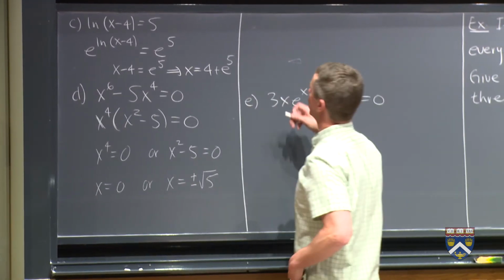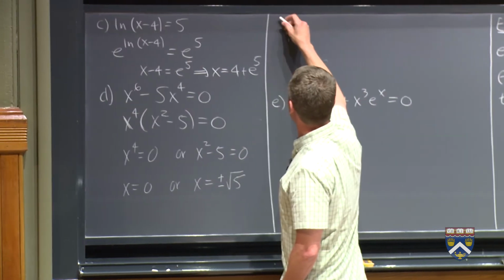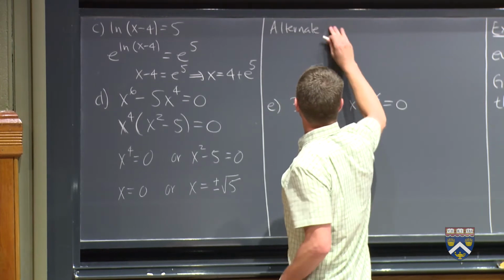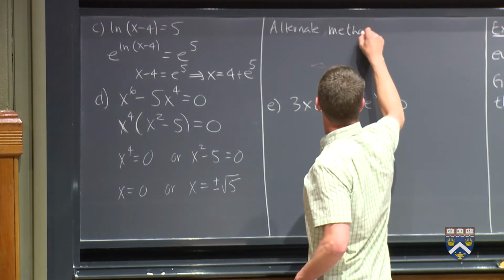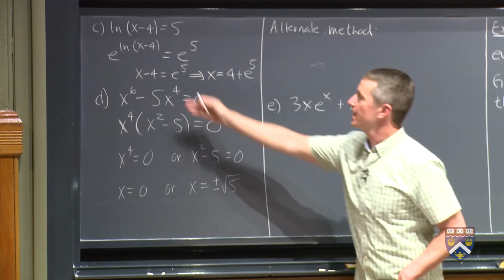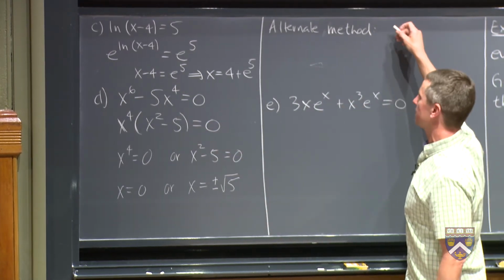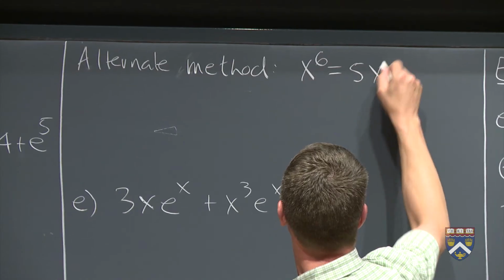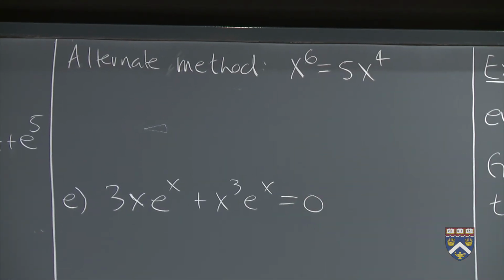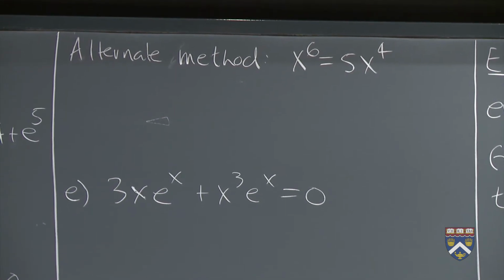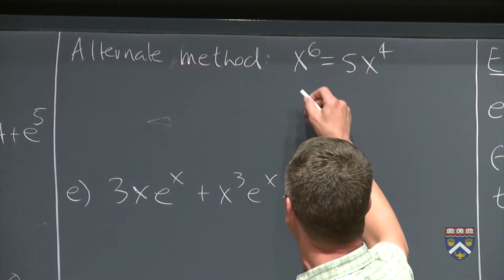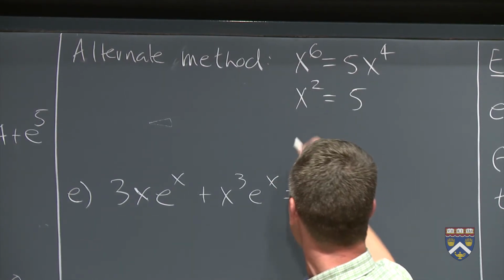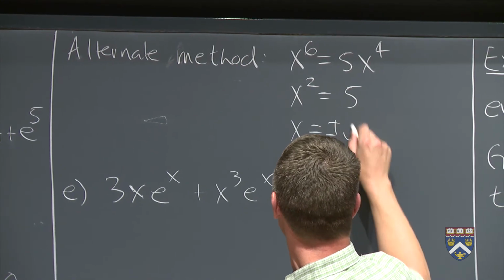What if we tried dividing? So how about as an alternate solution? Alternate method, let's call it. I start with my x to the 6th minus 5x to the 4th equals 0. And maybe you first move something to the other side, 5x to the 4th. Oops, we're going to divide by x to the 4th. Or you could have divided by x to the 4th already. But when we now go ahead and divide by x to the 4th, what do we get? We get x squared equals 5, and that's an equation we're already good at solving. And we get x equals plus or minus the square root of 5.